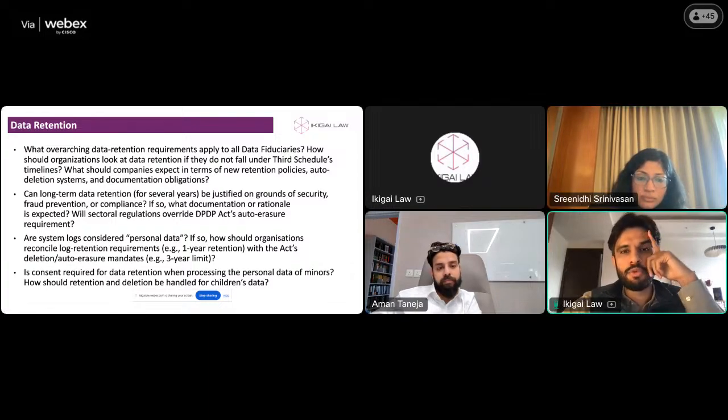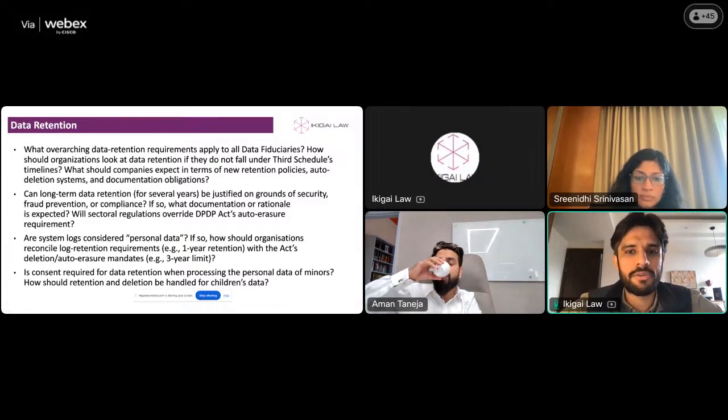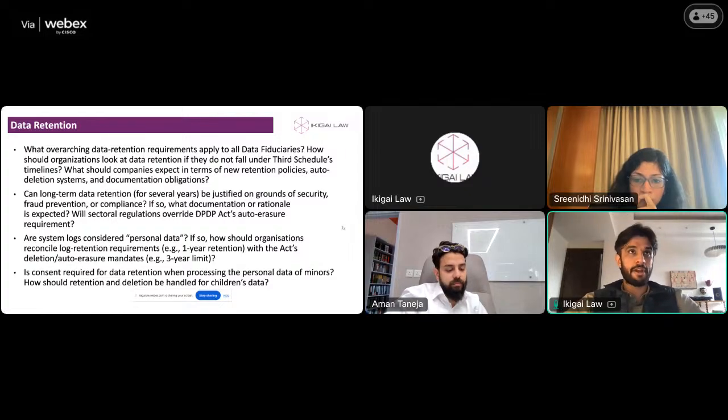Right. Moving on now, also mindful of time, and definitely do want to get to some of the children's data pieces today. Touching upon data retention, retention under the Act and the rules is, I think, where you're given a principle in terms of how to go about it, but also a number.